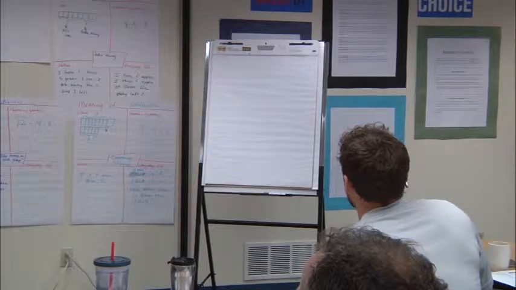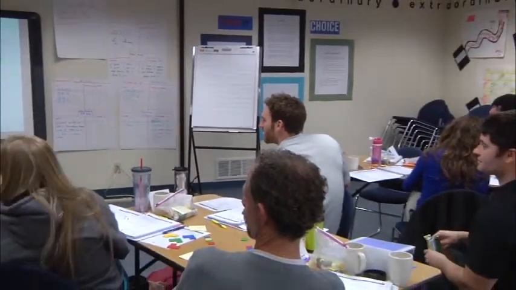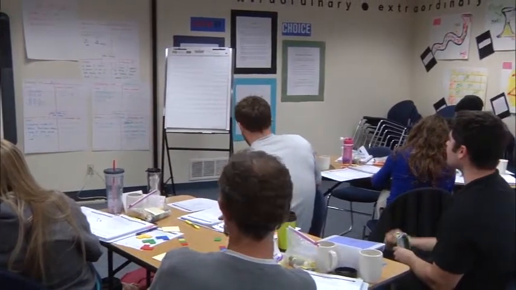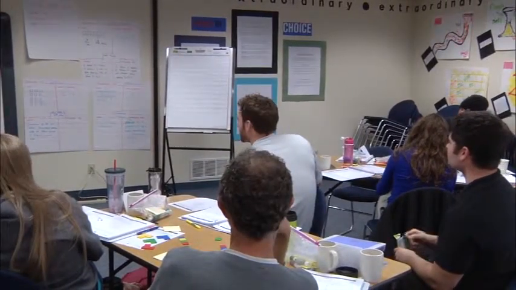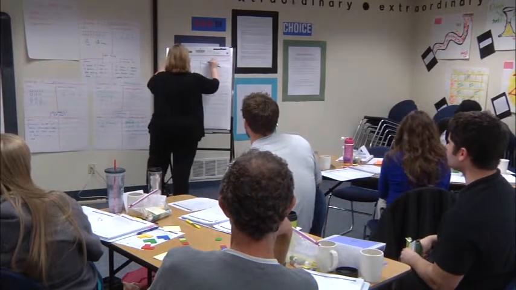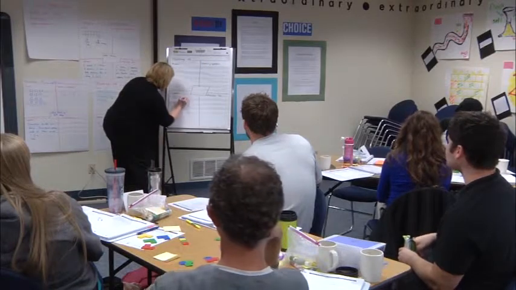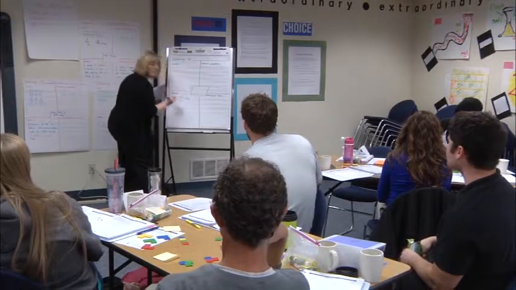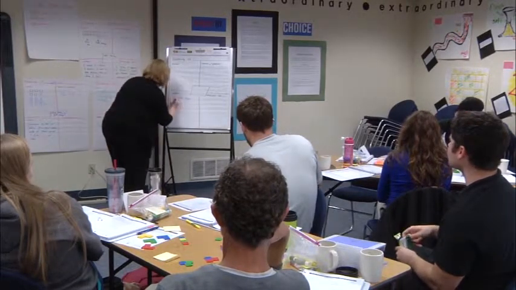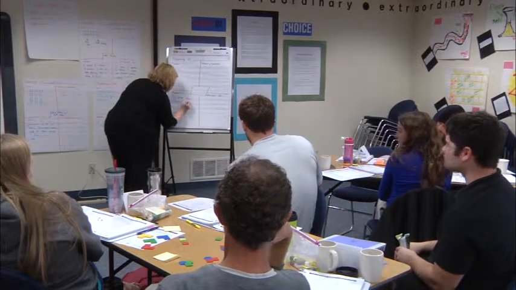Sure. Kyle, please share your thinking. All right. So I had the same starting process. We have 12 total tiles. Okay, 12 total tiles. And then I divided them with 4 yellow, 4 green, and 4 blue.